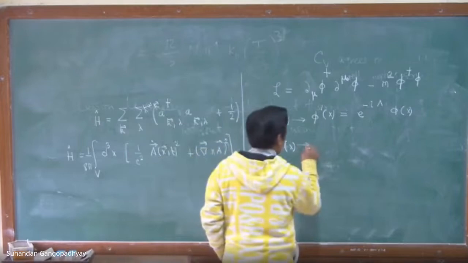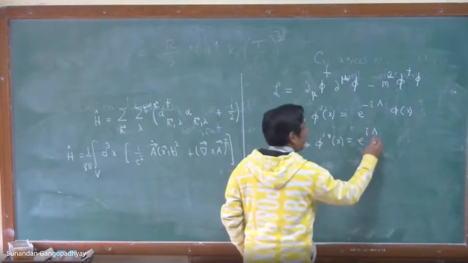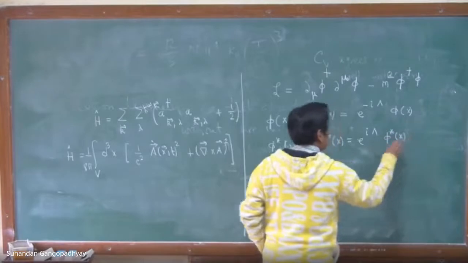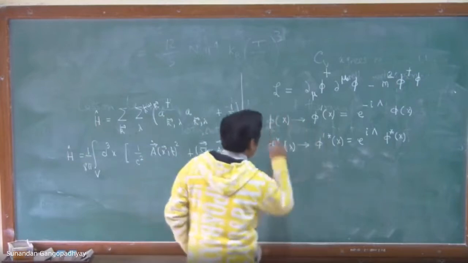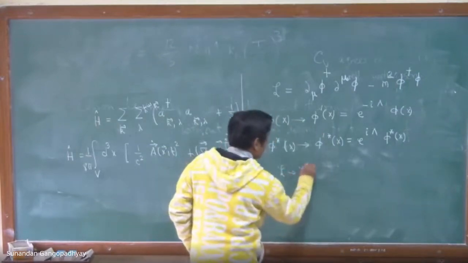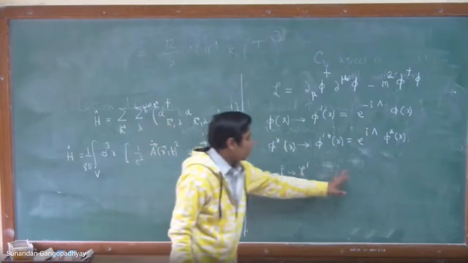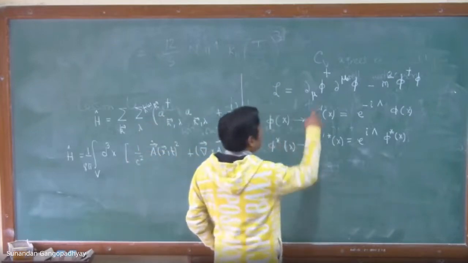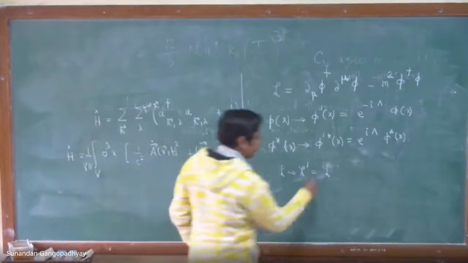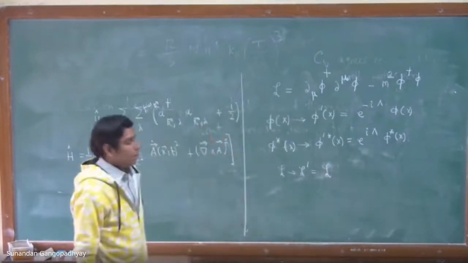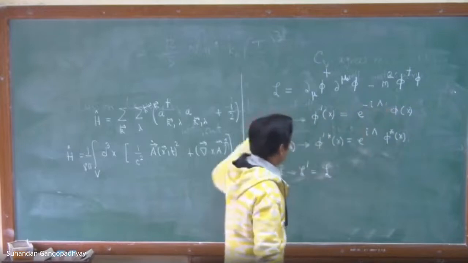Phi star x will be phi prime star x equals e to the power of I lambda phi star x. Then it is actually trivial to see that under these transformations, the Lagrangian density will transform like L going to L prime. If you just calculate this by making phi going to phi prime, then you can see immediately that L prime actually remains invariant. This is invariant. So thus we say that the complex scalar field enjoys a symmetry of this form.